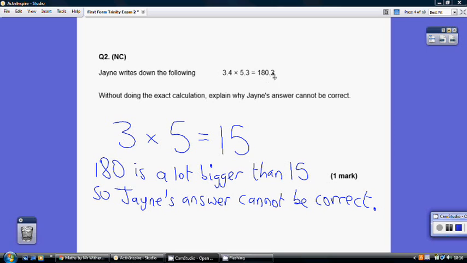But all we need to say is that that's just way too big. We're expecting an answer around 15, so I don't know, 12, 13, 14, 15, 16, 17, 18, all of those would be fine, but 180 is just way too big. So what you need to say, you do your approximation, 3 5s are 15, and then you just say, well, 180.2 is a lot bigger than 15, so Jane's answer can't be correct.